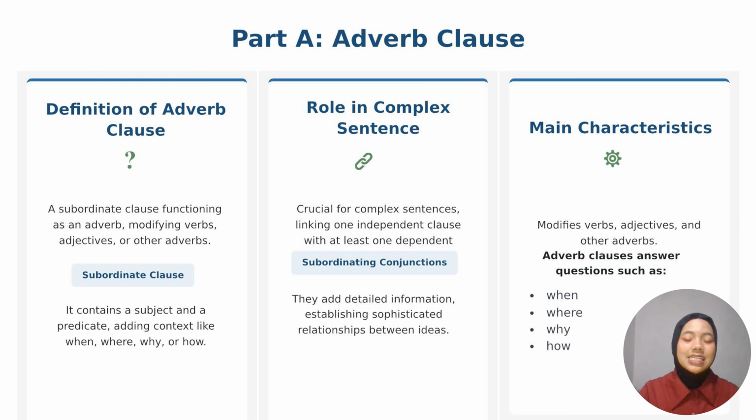In complex sentences, adverb clauses play an important role. They connect a dependent clause to an independent clause, and they help show relationships like time, cause, contrast, or conditions. In other words, they make our sentences more meaningful and complete. Adverb clauses usually answer questions like when, where, why, and how. They also modify verbs, adjectives, and adverbs. Since they always start with subordinating conjunctions, they help link ideas smoothly.